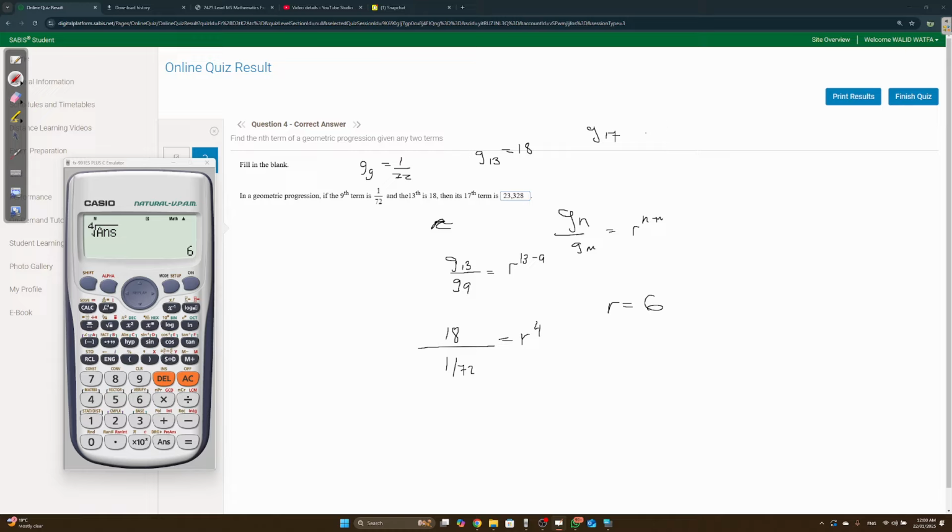Now to find G17, I can use G1 times r to the power of n minus 1, but I don't have G1. So what do I know? I know that Gn over Gm is equal to r to the power of n minus m. So I can use G13 over here. So G17 over G13 is equal to r to the power of 17 minus 13, which is r to the power of 4. So G17 over 18, because G13 is equal to 18, equals 6 to the power of 4, which is 1296. Cross multiply.